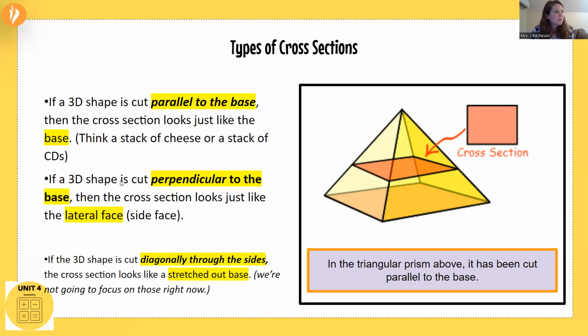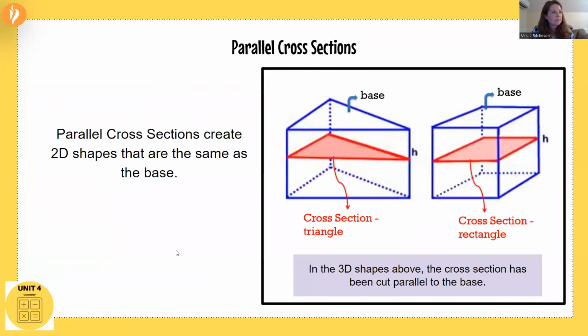If a 3D shape is cut perpendicular to its base, then the cross section looks like the lateral face. So what are the sides of this pyramid? They are triangles. So if we cut it down the center, perpendicular to its base, you're going to see a triangle. And we're not going to worry about the diagonal cuts.